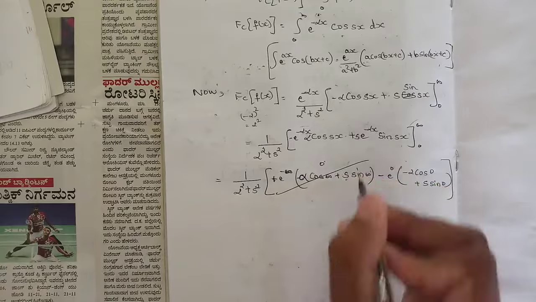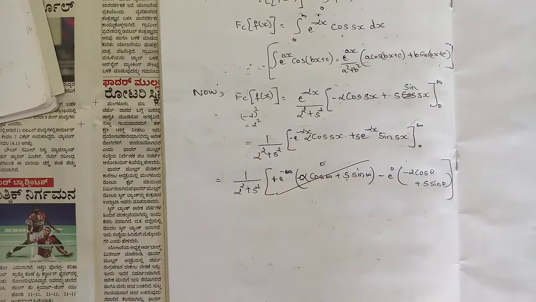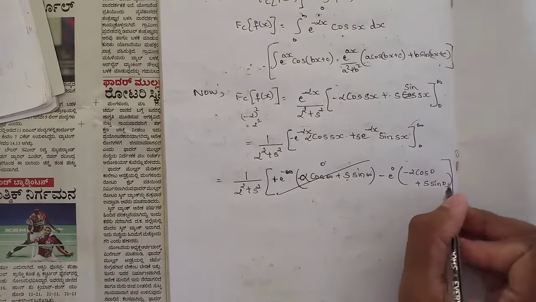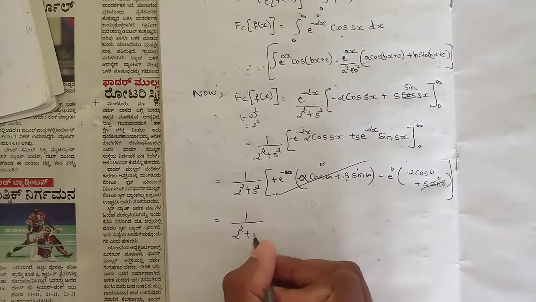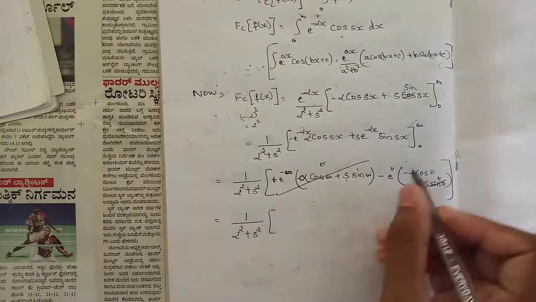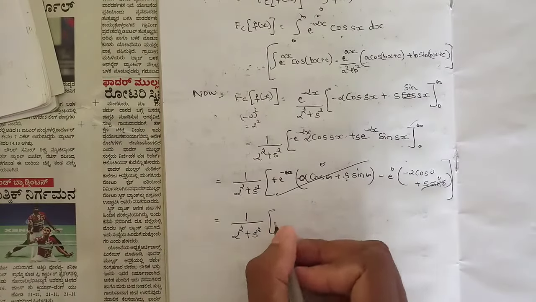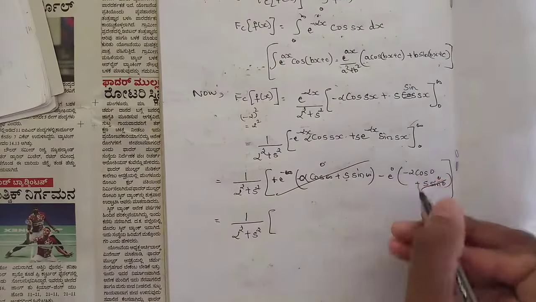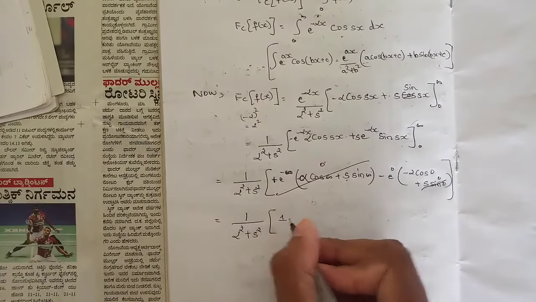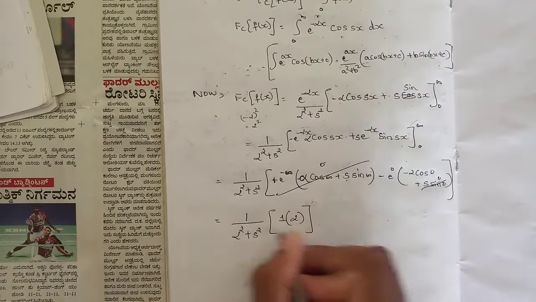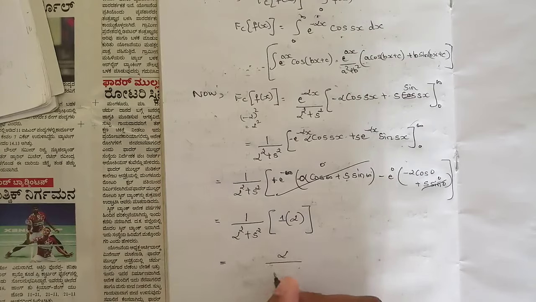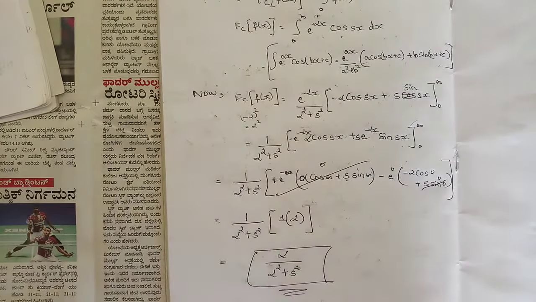So this whole term is 0, and the value of sine 0 is also 0, so the remaining terms here are 1 by alpha square plus s square into e to the power 0, which is 1. Minus into minus is plus, so 1 into alpha cos 0, and cos 0 is again 1, so the remaining term is alpha divided by alpha square plus s square. So this is your required answer. This is for the Fourier cosine transform, okay.